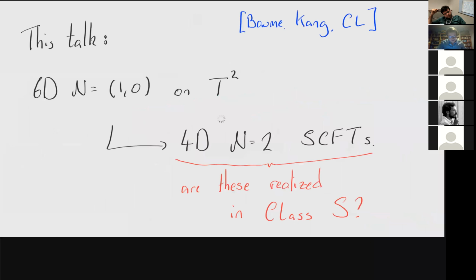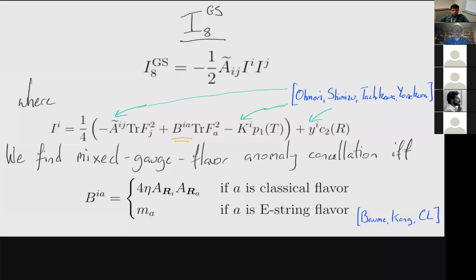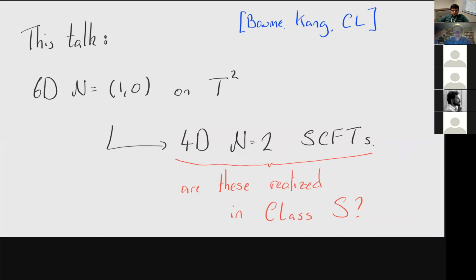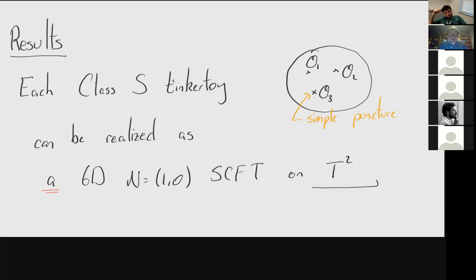So I think I've now told you enough about 6D SCFTs to be able to start throwing some results at you. So now I'm going to wake everyone up. This talk was about 6D (1,0) theories compactified on T^2. You get some 4D N=2 theories, and do these theories also have some realization inside of class S? The result that we find is that each class S tinker toy, where one of the punctures is a simple puncture, can be realized as a 6D N=(1,0) superconformal field theory compactified on T^2.